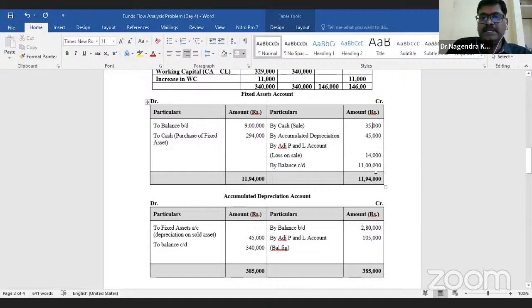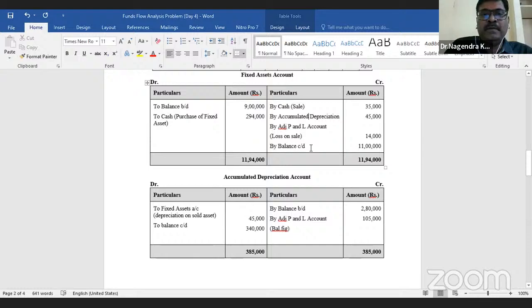So after making these changes, the total will be 11,94,000. And while making the balance, we can see that we purchased additional fixed assets of 2,94,000. All these things, whatever we purchased and whatever we sold, can be shown as an application or source of funds in the funds flow statement.